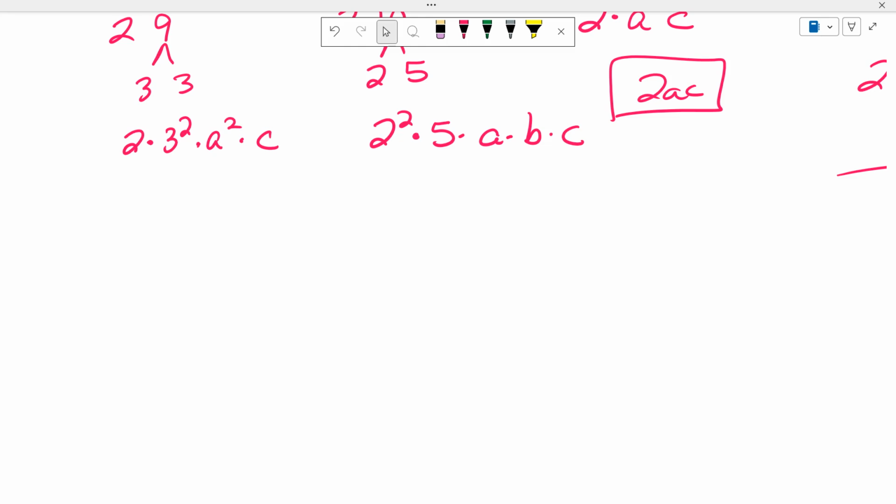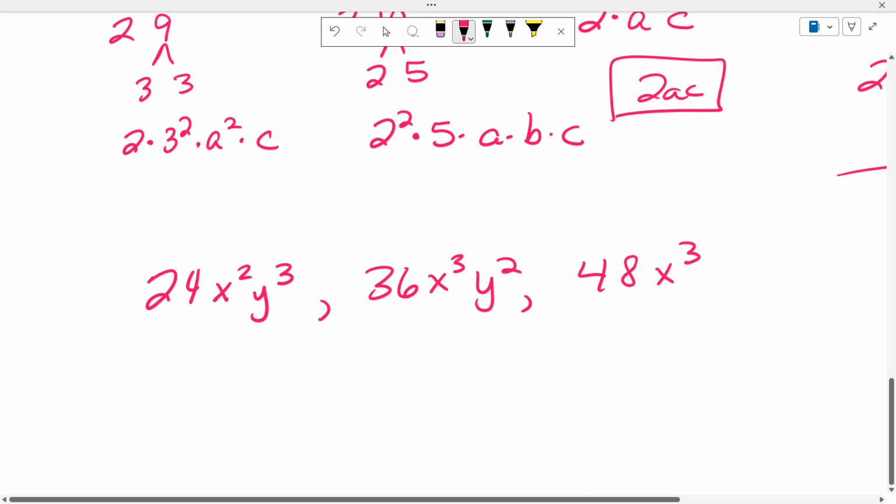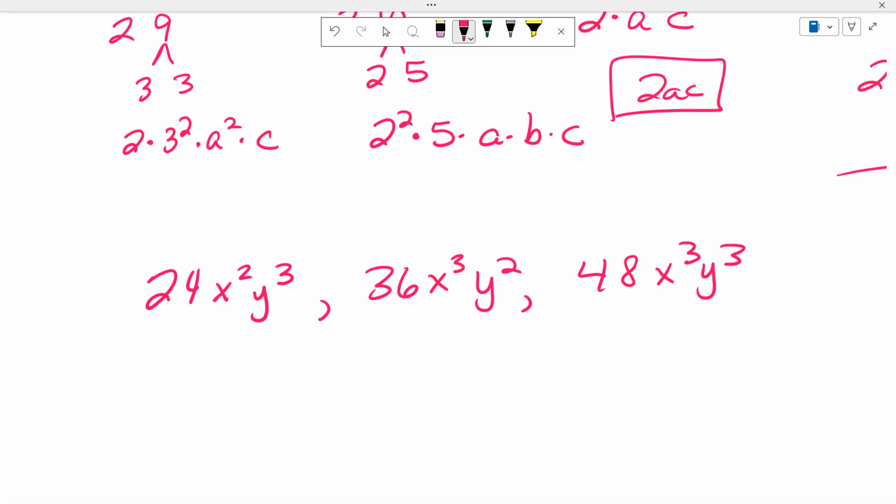All right, let's do another one. 24x squared y cubed and 36x cubed y squared and 48x cubed y cubed. All right, let's find the greatest common factor of all three of them.